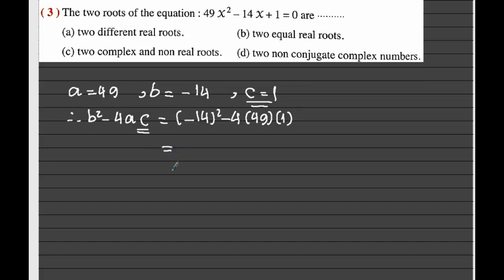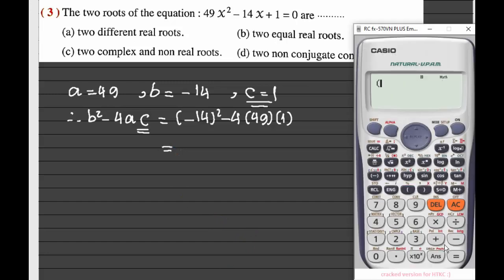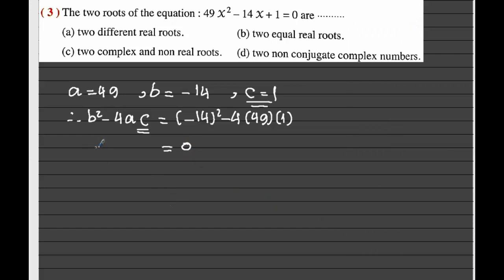And we will check the result using the calculator. Here we have negative 14 power 2 minus 4 multiply 49 multiply 1, and the result equals 0. Since the discriminant equals 0, the two roots are equal. So the equation has two equal real roots, and we will choose letter B.